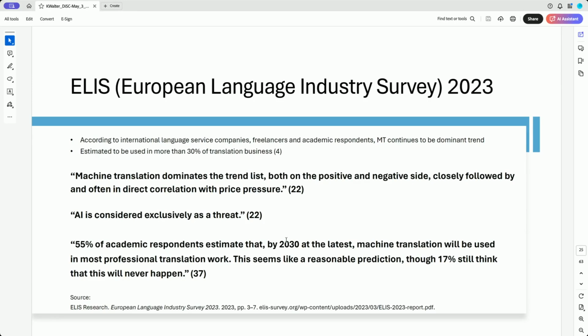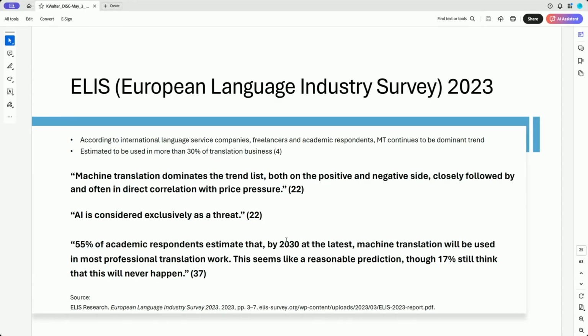And it is estimated, according to this report, to be used in more than 30% of translation business, which strikes me as very little. But it is said elsewhere in the report that machine translation is used less in the industry than we might expect. I just want to read out 3 quotations from the report.